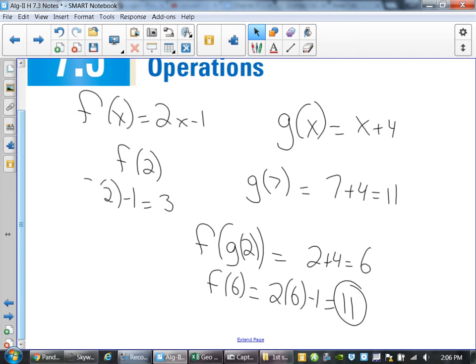Wait, so do you substitute 7 for g of 7? No, for f of g of 2, the first thing you're going to do is figure out what g of 2 is, and take that value and substitute it in for f. Inside out, just like you said. Don't you multiply them though? Do you add them? No.